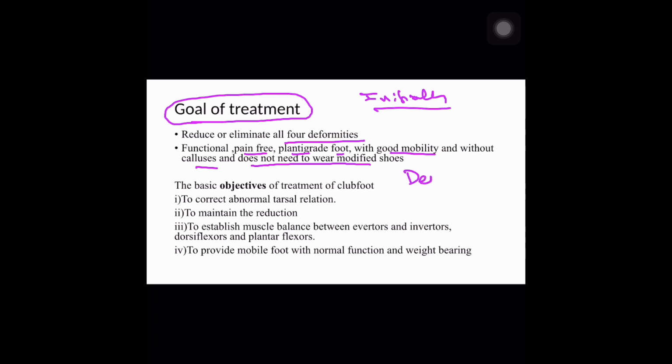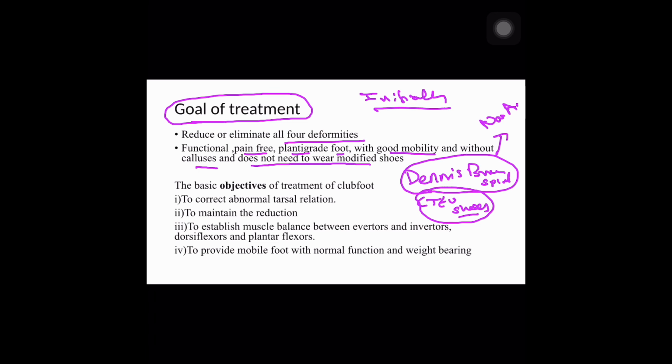But whenever we talk about the Dennis Brown splint and CTEV shoes, after correcting CTEV, it's better you use them for at least 3 to 4 years. After deformity correction, until the child walks, you have to use the Dennis Brown splint, like if the child is non-ambulatory. After the child has started to walk, you'll use CTEV shoes, and you'll use these for at least 3 to 4 years so that it becomes better.